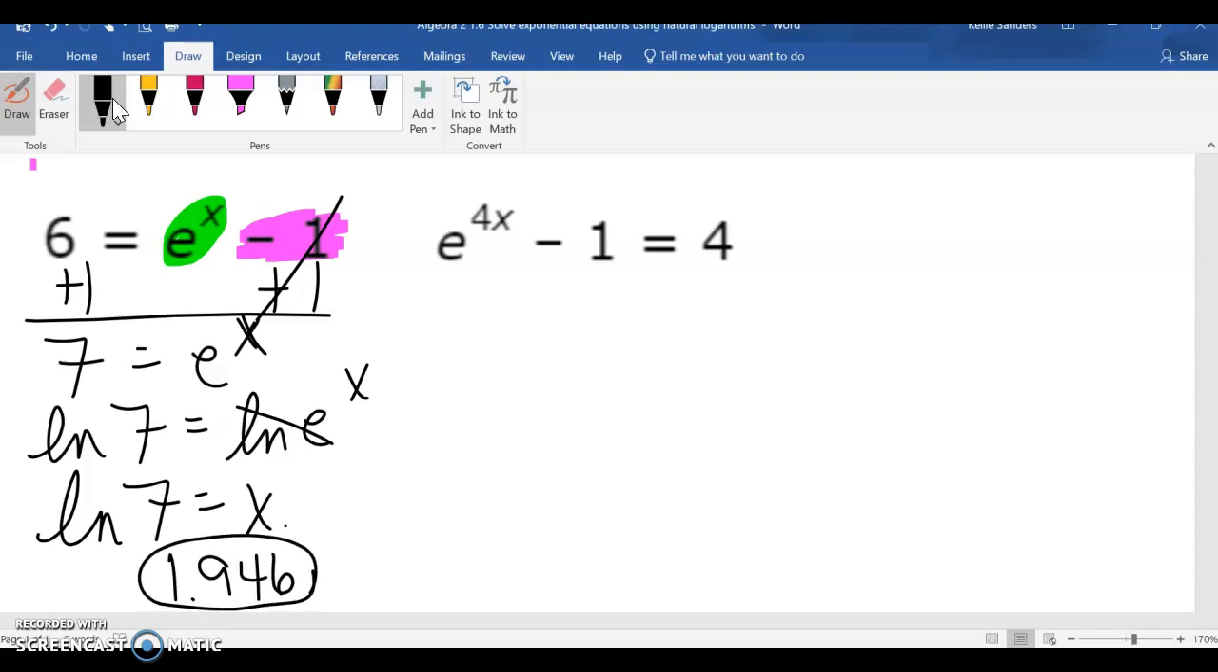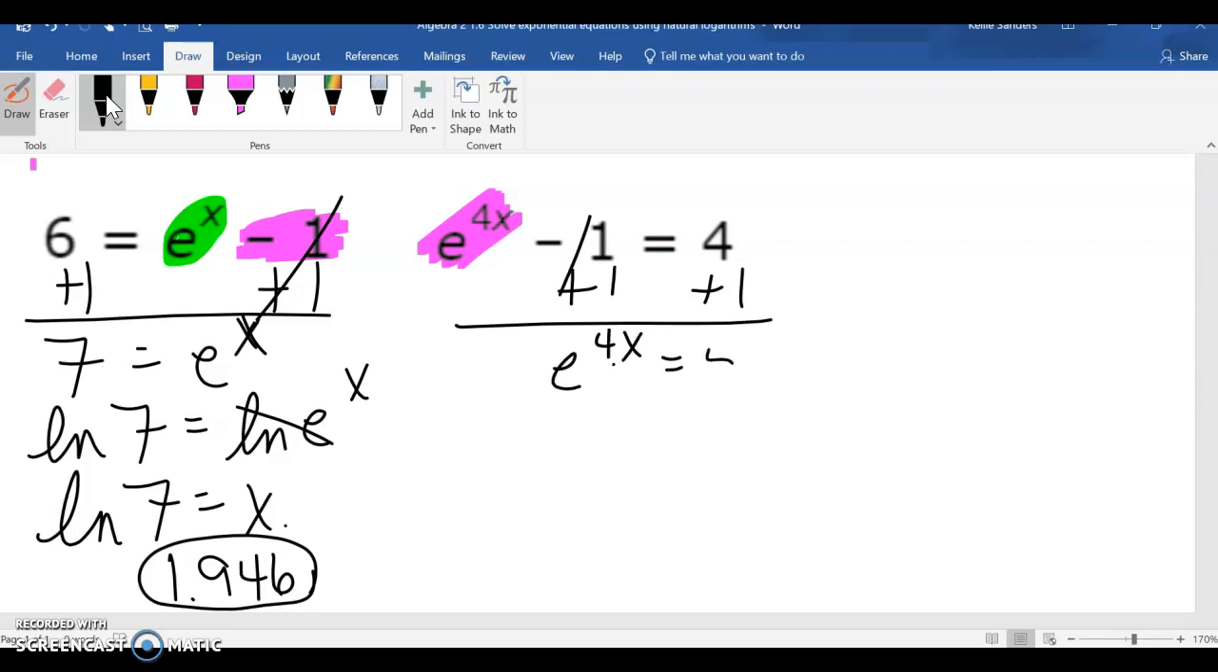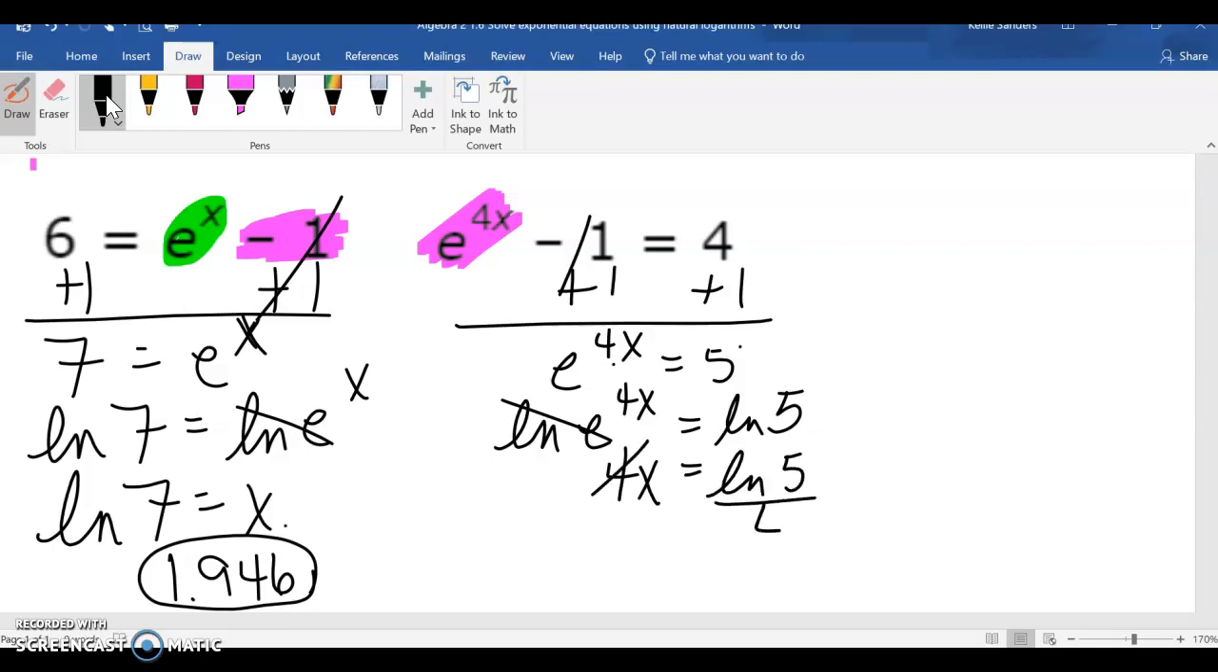This is the term with the x in it. So we have to move the 1 first. Then we natural log. Those cancel out, and I'm left with 4x equals natural log 5. Then we divide by 4. Then we plug it into the calculator: natural log 5 divided by 4. 0.402.